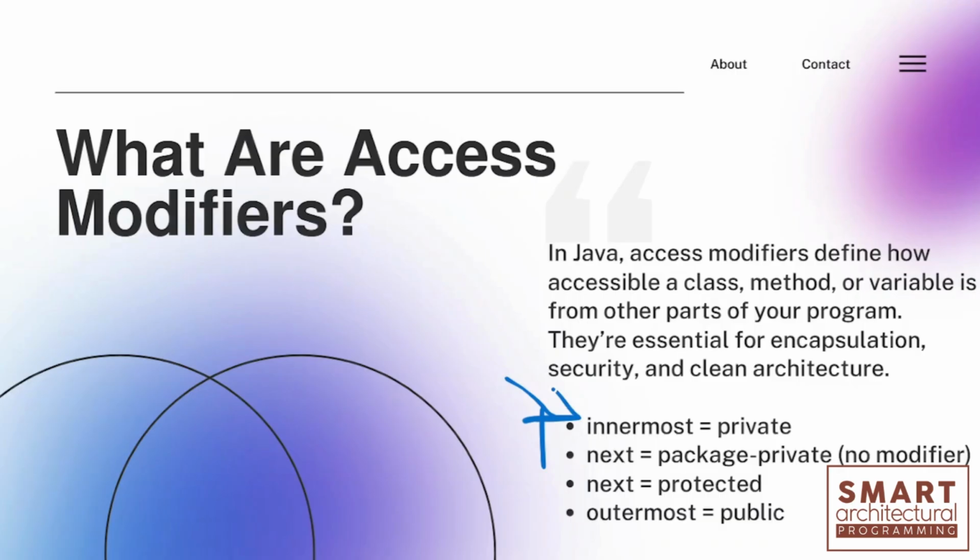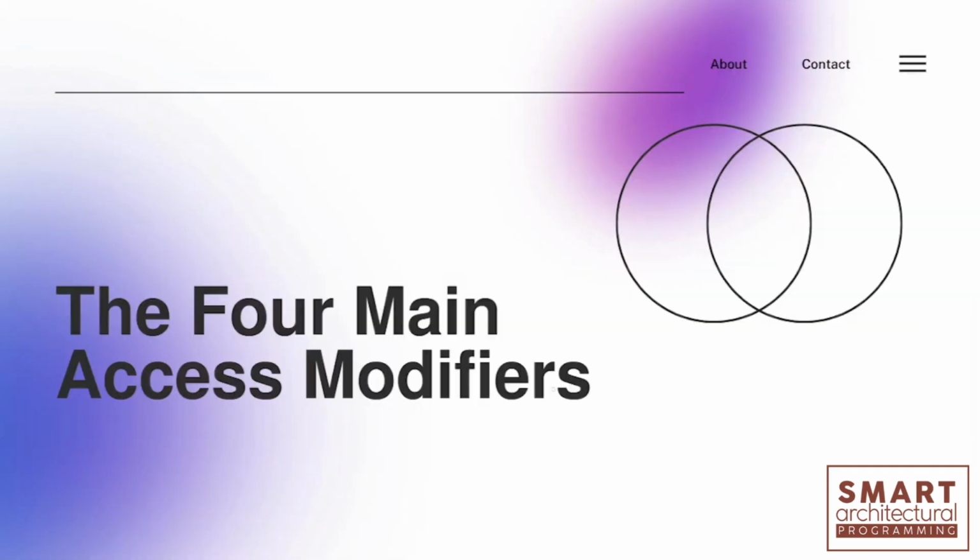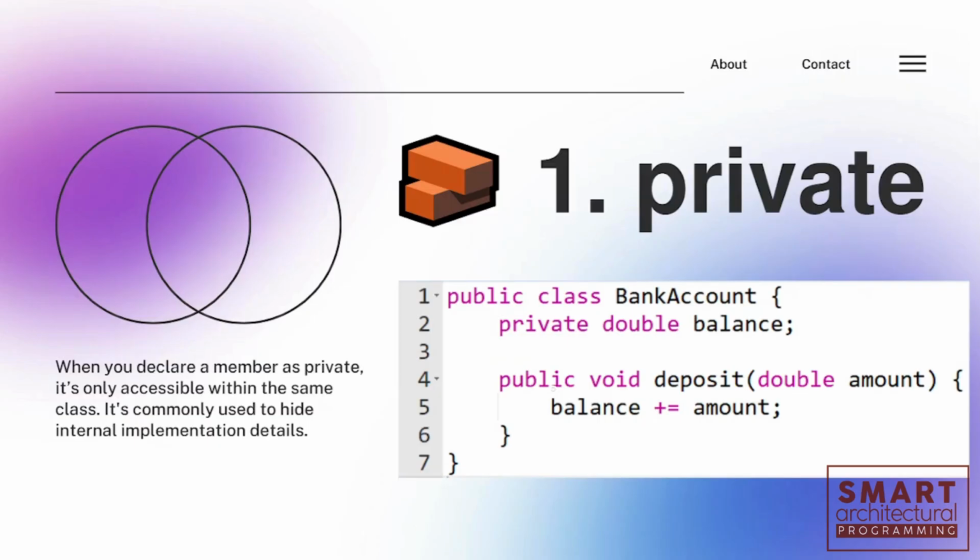So we'll be going over the 4 main access modifiers in Java and try to make sense of them in a way that you can internalize those concepts. The first of the 4 access modifiers is the private access modifier.